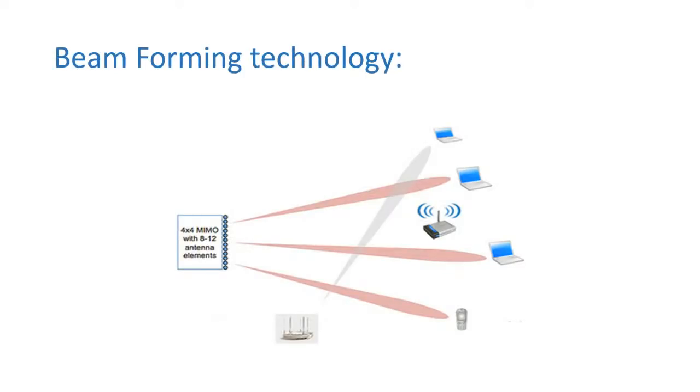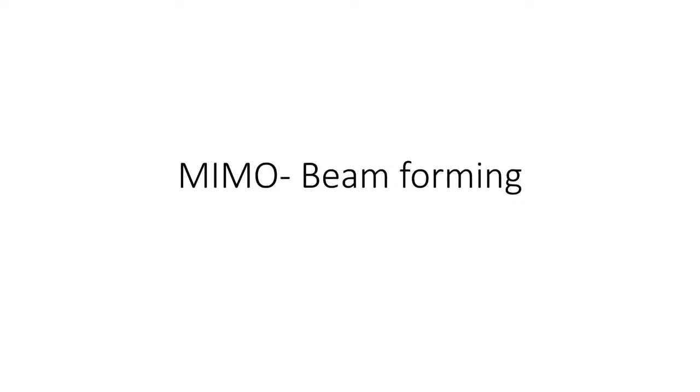So next is MIMO beamforming. I already spoke about MIMO beamforming in the last session. MIMO is a multiple input, multiple output technology, which allows multiple devices to be connected to a single Wi-Fi router or base station antenna with beamforming technology. Why is beamforming needed? What is the problem?